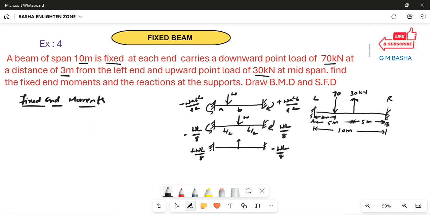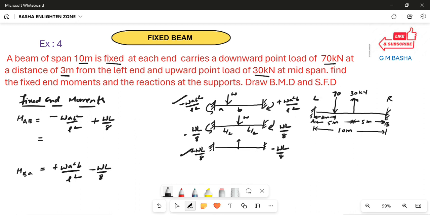So the condition suited this one and this one. So just you have to add these two. So moment AB will be equal to minus W a b square by L square, and due to the other formula you will get plus WL by 8. Similarly for MBA: plus W a square b by L square, and again minus WL by 8.